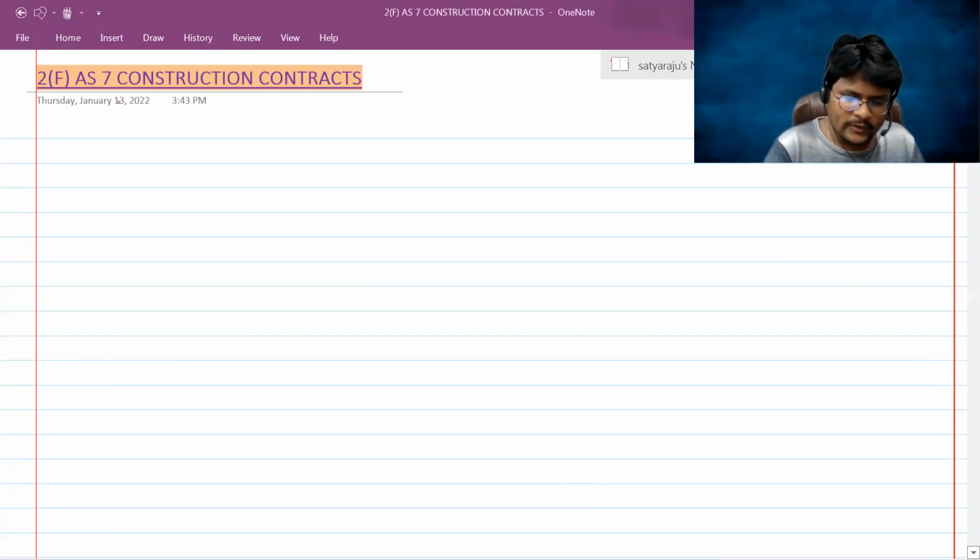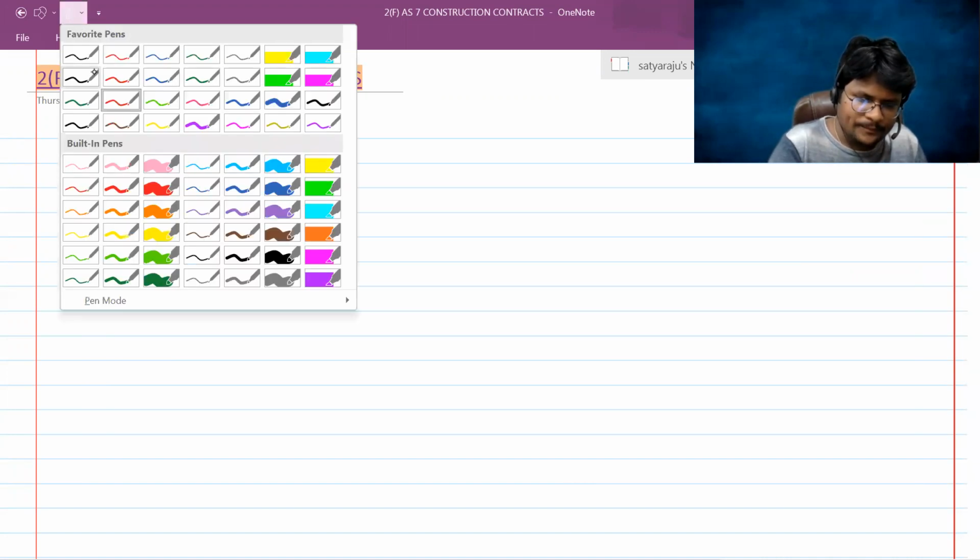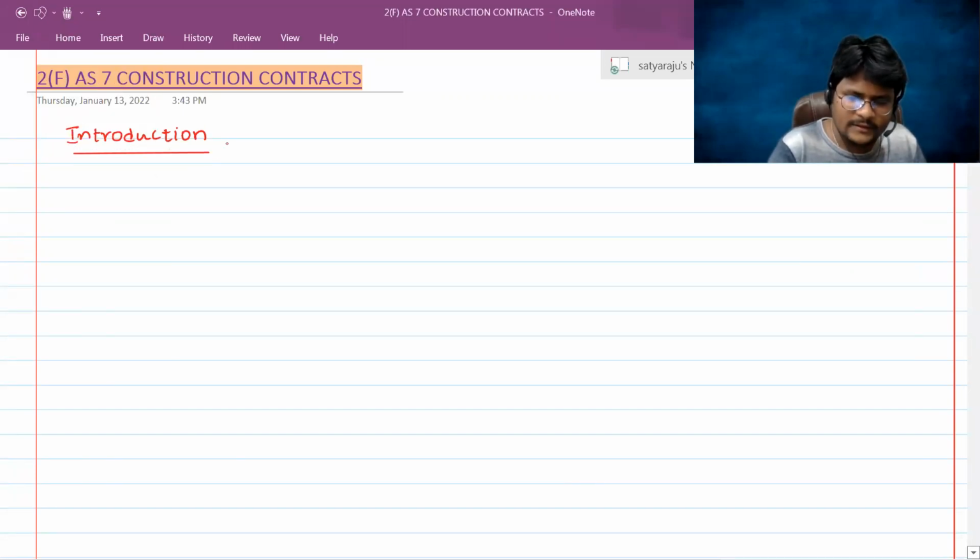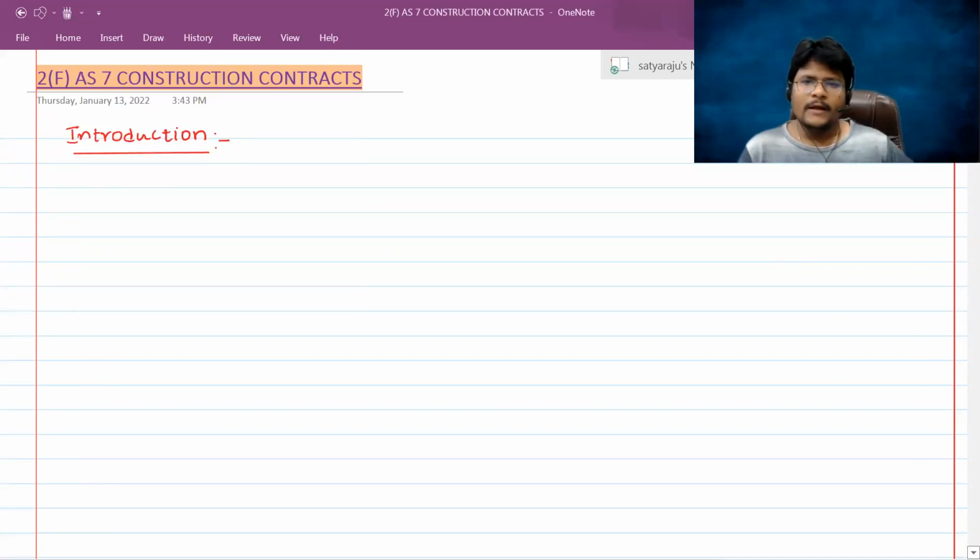So the first thing we are going to discuss is the introduction. I already told you both AS9 as well as AS7 are related to revenue recognition only. In AS9, we already read that revenue recognition related to construction contracts is one of the exceptions where AS9 is not applicable. Which standard is applicable? AS7 construction contracts. How do construction contracts happen practically?